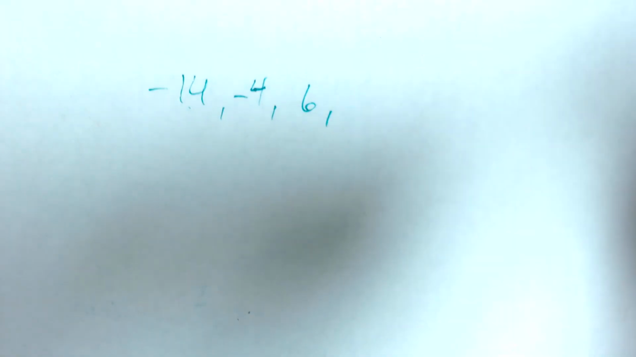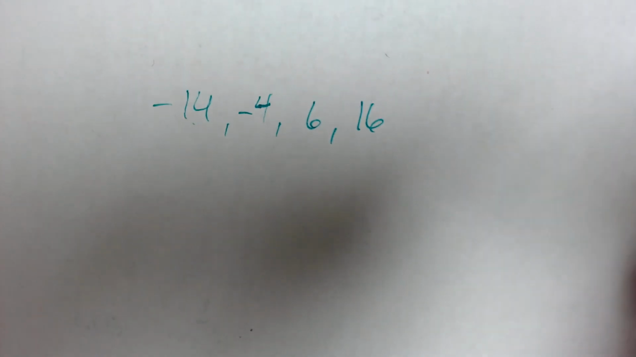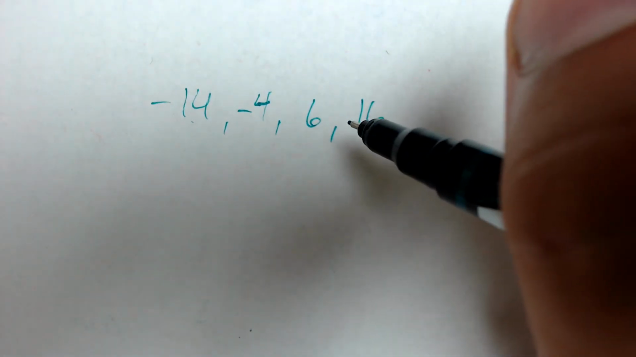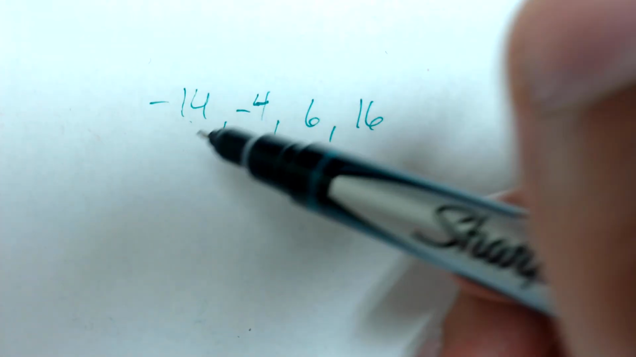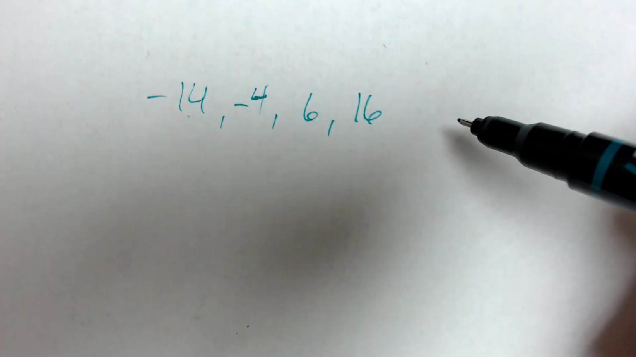Start off at negative 14, and then I'm going to add 10. Negative 14 plus 10 is negative 4. Negative 4 plus 10 is positive 6. Positive 6 plus 10 is 16. And there we go. I've got the first 4 terms of an arithmetic sequence whose first term is negative 14 and whose arithmetic mean is a difference of 10. And there we go, I did it.